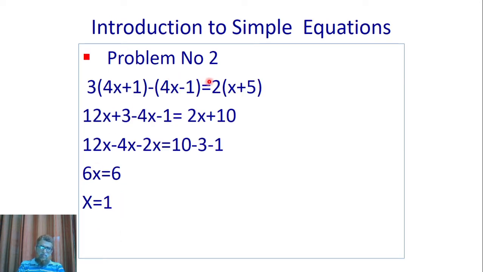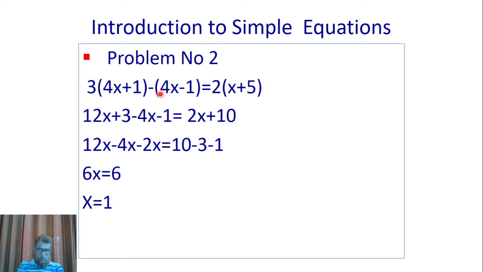Second problem: 3 into (4x plus 1) minus 4x minus 1 is equal to 2 into (x plus 5). Here we should find the value of x. See here, let us multiply. 3 into 4x is equal to 12x. 3 into 1 is equal to 3. So we have removed the bracket.